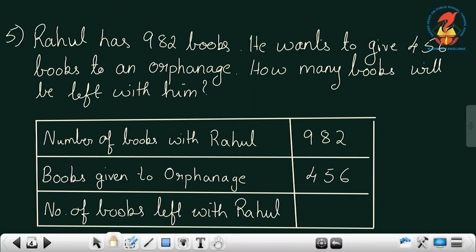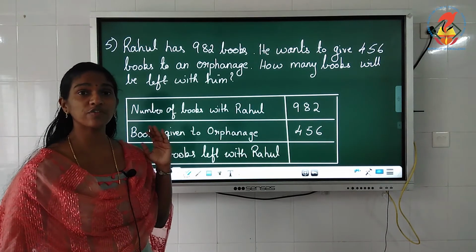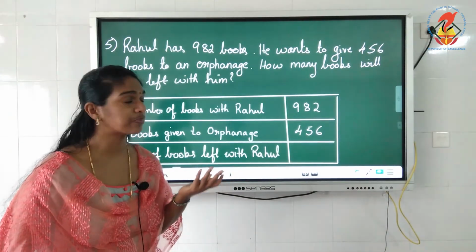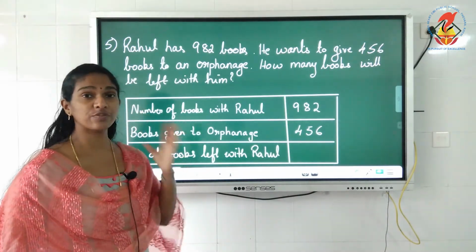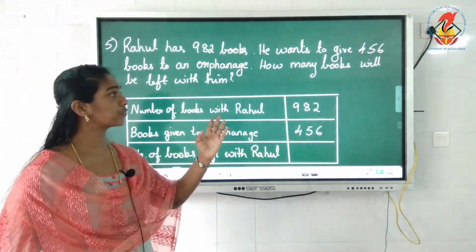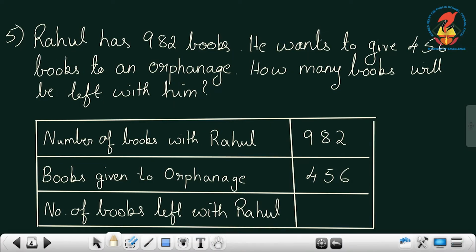Rahul has 982 books. He wants to give 456 books to an orphanage. So Rahul is having a collection of 982 books. Okay. And he is willing to give 456 books to an orphanage. How many books will be left with him?